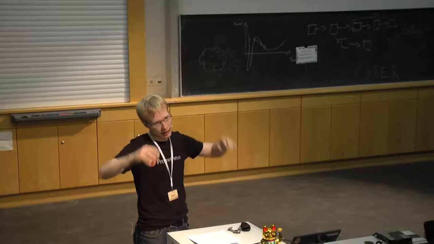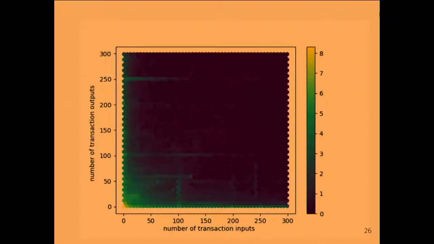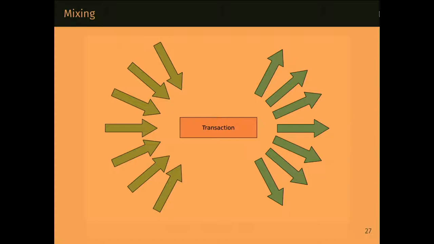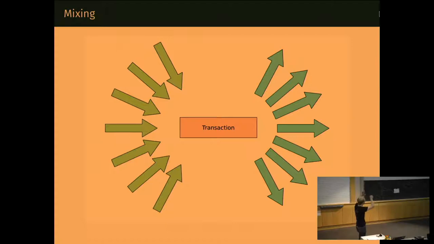But we can do coin join on steroids, which is called mixing. With a coin join transaction, we are somewhere here. But we could, in principle, do the same thing over here. Mixing does the same thing. We feed in, this time not just two, but quite a lot of inputs, and we get out quite a lot of outputs.